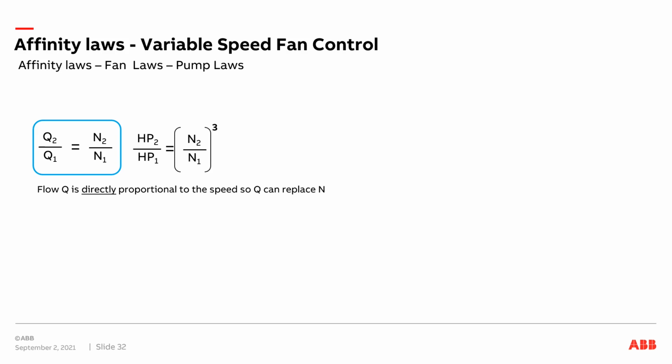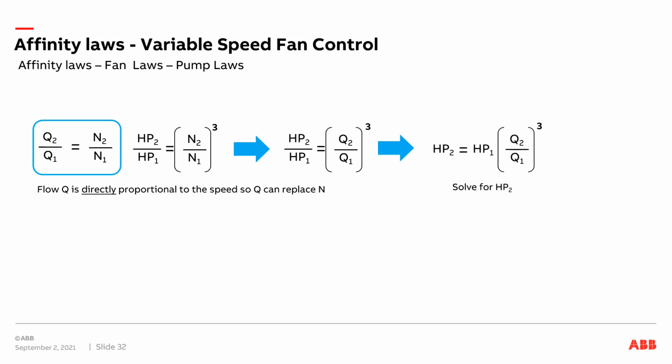So let's look at the affinity laws and look at horsepower. We said earlier that the change in flow is equal to the change in speed. It's directly proportional. When we look at the horsepower formula, the change in horsepower is equal to the change in speed cubed. So we can replace N with Q. By doing this, we have the change in horsepower is equal to the change in flow cubed. Solving for horsepower 2, horsepower 2 equals horsepower 1 times Q2 over Q1 cubed.